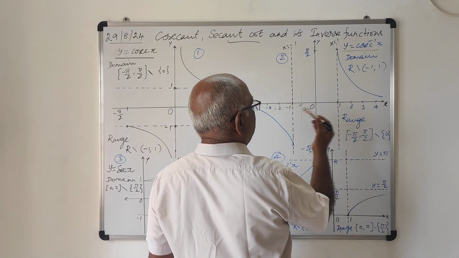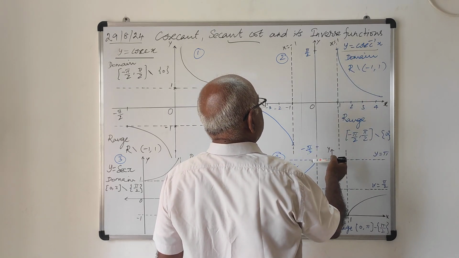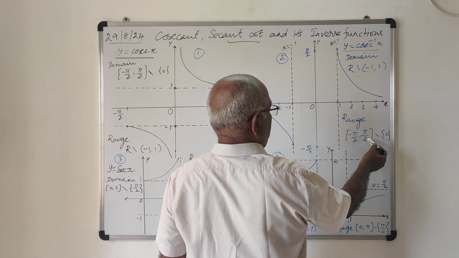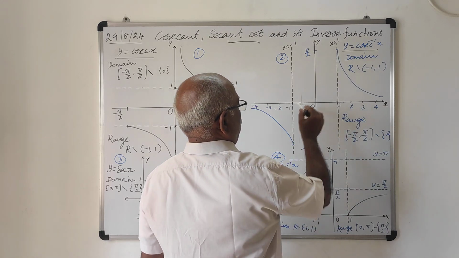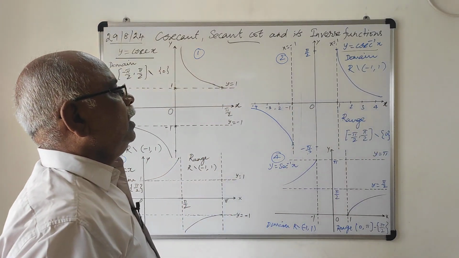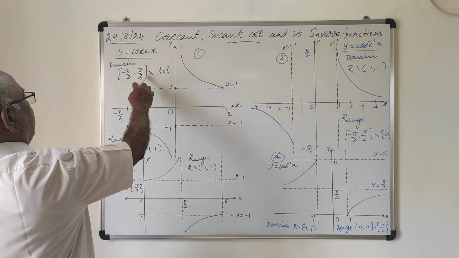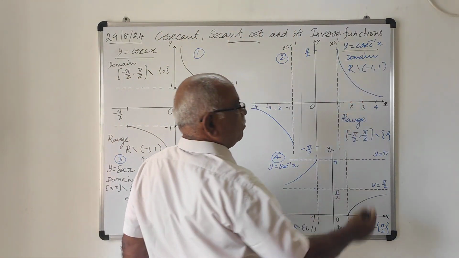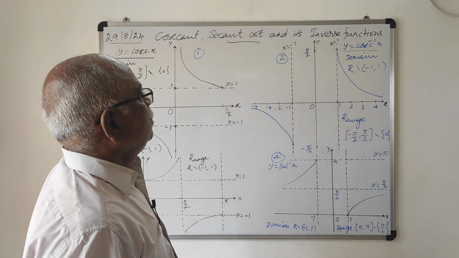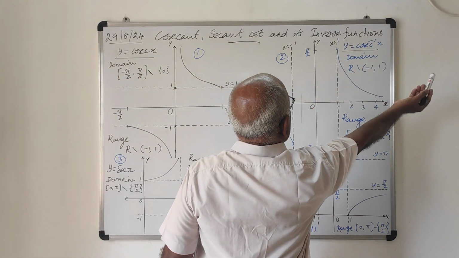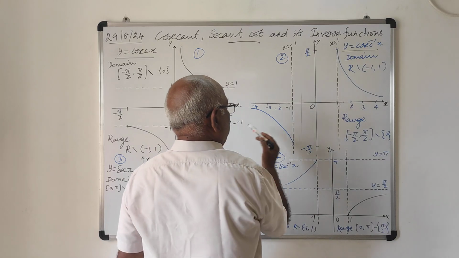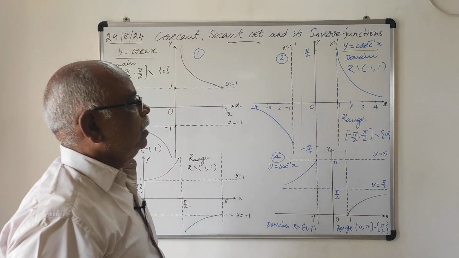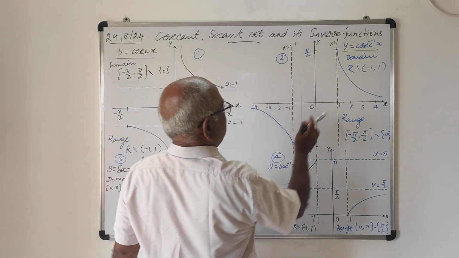Okay. Similarly, the range is the closed interval minus pi by 2 to plus pi by 2 except 0. So the domain becomes range and the range of cosecant becomes domain for cosecant inverse. So that's why it is right side of x equal to 1 and left side of x equal to minus 1. Okay, this is the curve. The cosecant inverse curve is this.